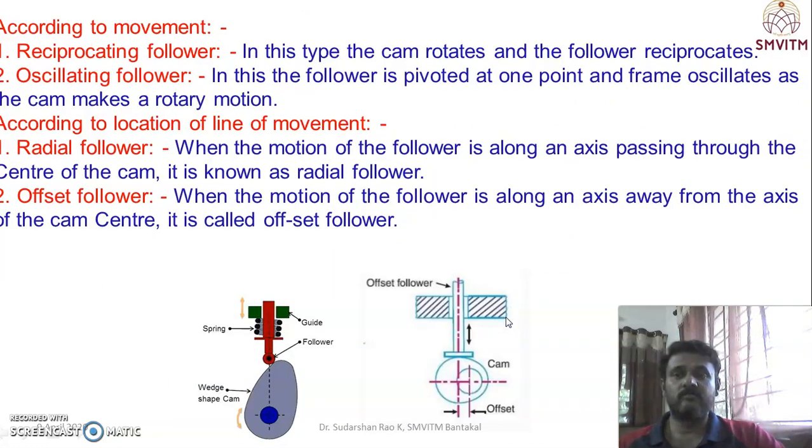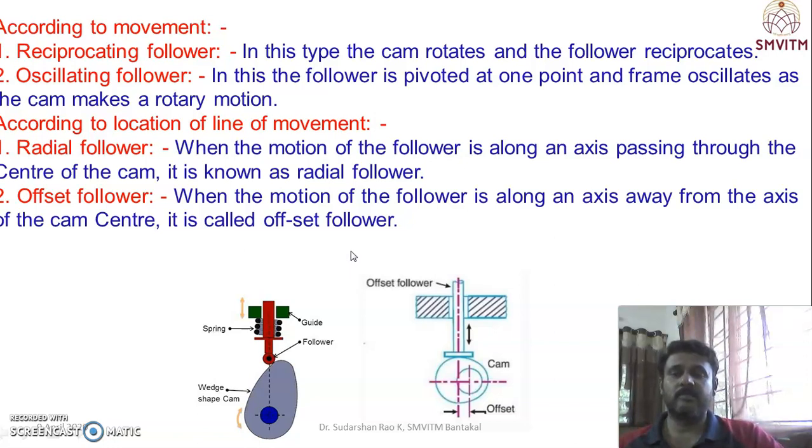Then according to the movement of the follower, it may be classified into reciprocating follower. In this type the cam rotates and the follower reciprocates. That is the commonly used reciprocating type of follower. Then the oscillating follower: the follower is pivoted at a point and oscillates as the cam makes rotary motion. As the cam rotates, the follower will oscillate, like in the spherical cam.